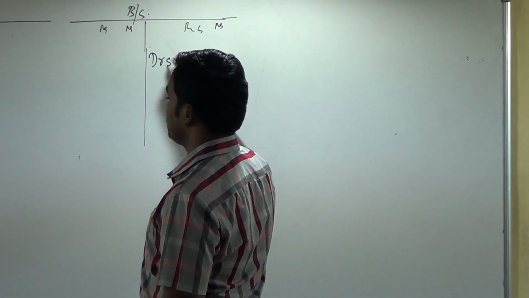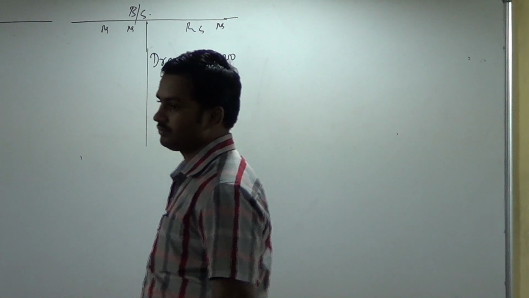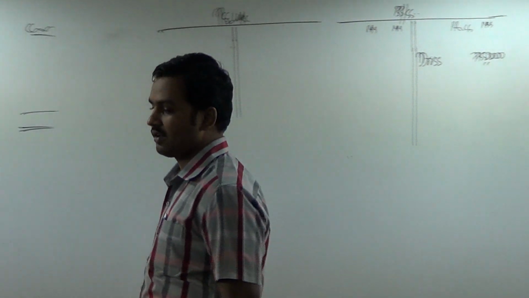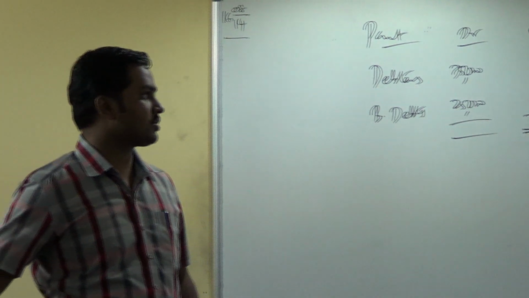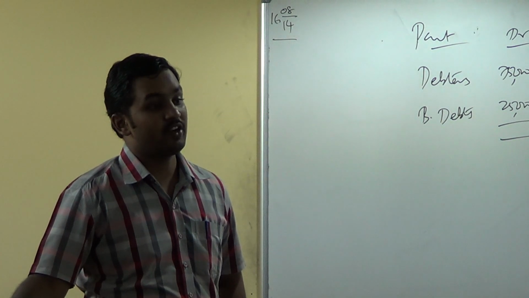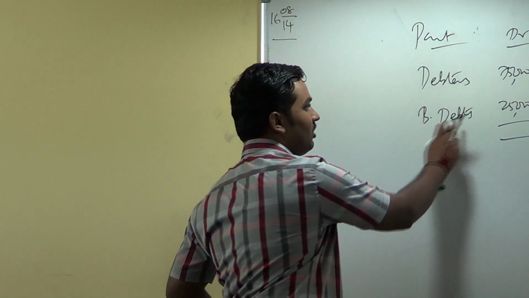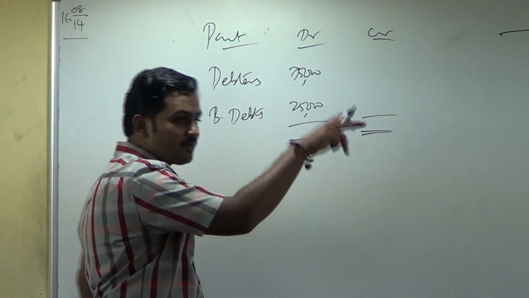Debtors 75,000 rupees. Next, bad debts 25,000 rupees. Bad debts is a loss. It should be shown in the profit and loss account. Now should I again subtract it from debtors?